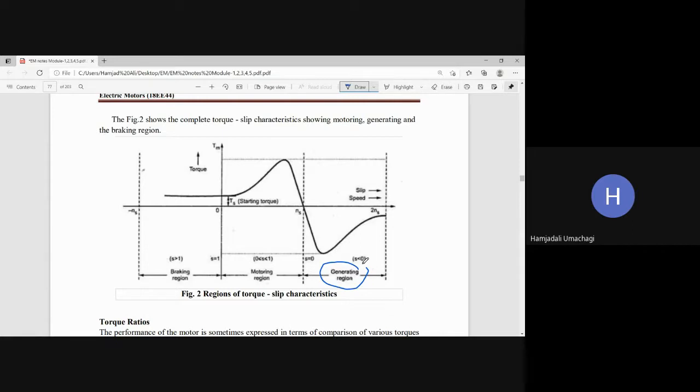Negative slip is the generating region, and the slip in the range of s equal to 0 to 1 is the induction machine acting as a motor itself. And if the slip is equal to 1 or greater than 1, then the motor comes to the resting condition, because at the time of resting condition slip will be equal to 1. If slip is equal to 1 or greater than 1, then it is the braking region, where the motor will not run, it is the standstill condition.